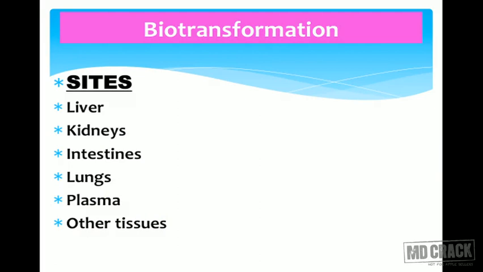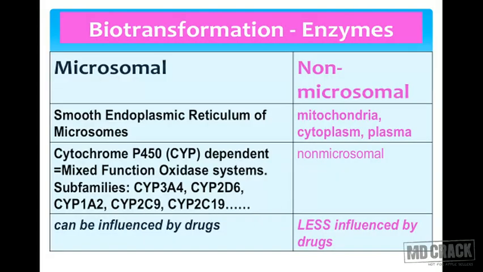The sites for biotransformation include liver, kidneys, intestines, and sometimes lungs, plasma, and other tissues. The enzymes which carry out biotransformation may be microsomal or non-microsomal. The microsomal enzymes are located on the smooth endoplasmic reticulum of the microsomes, and this is called the cytochrome P450 dependent enzyme system or mixed function oxidase system.